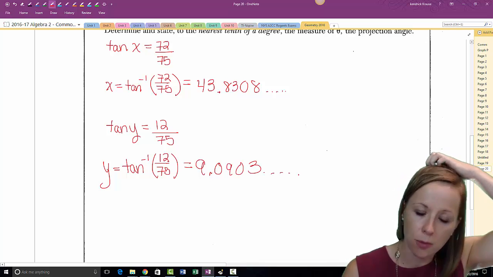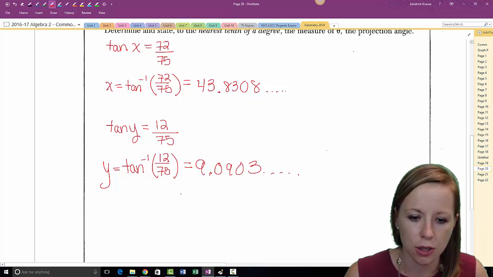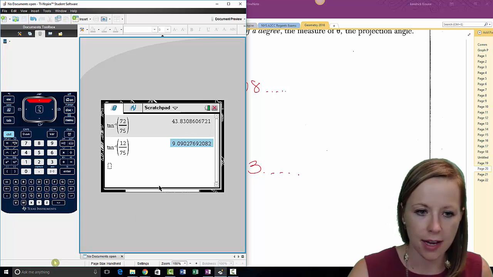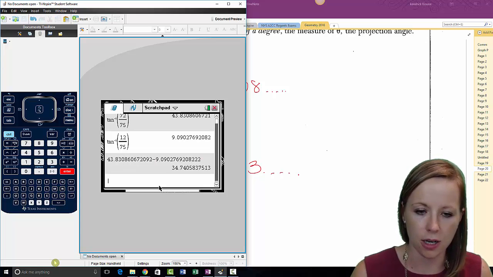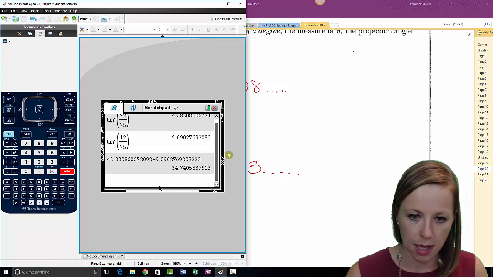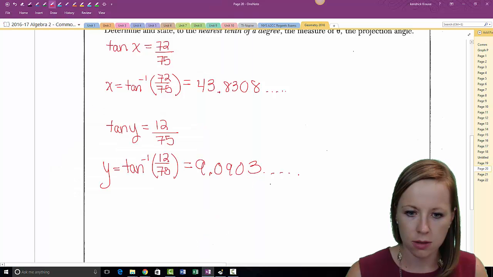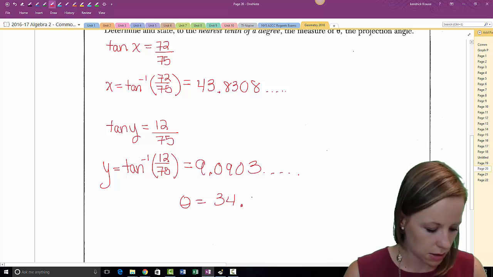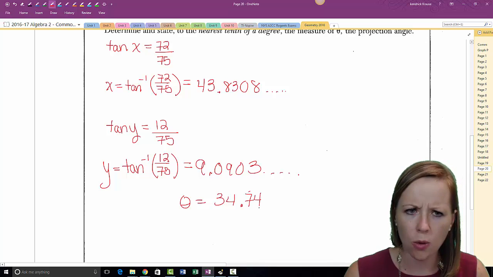Okay, so we decided that theta was the big angle minus the small angle. Here's the good news. I want to show you something here. I want to do 43 minus 9, right? If I arrow up in here and highlight that 43, I can press enter. Then I can press minus and arrow up and click that number and press enter. And I get 34.74 blah blah. So theta equals 34.74.